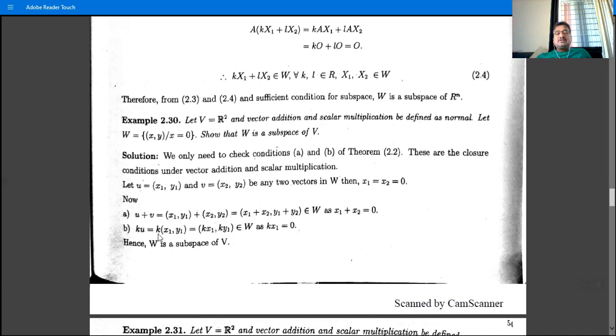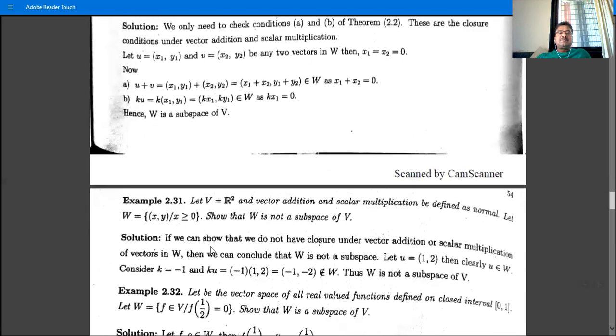Similarly, k into u is k(x1, y1), which is equal to (kx1, ky1), and this is an element of W because kx1 is 0. x1 is 0, therefore kx1 is 0 for any scalar, and therefore this is an element of W because its x coordinate is 0. And therefore W is closed for addition, that is, the addition of every two elements of W belongs to W, and W is closed for scalar multiplication, that is, for any element u of W and any scalar k, its multiplication belongs to W. Therefore W is a subspace of V.